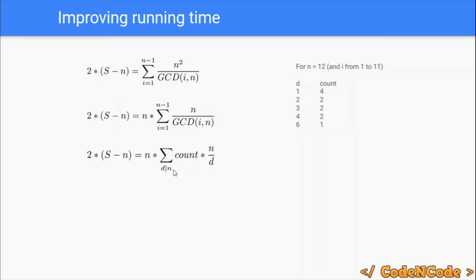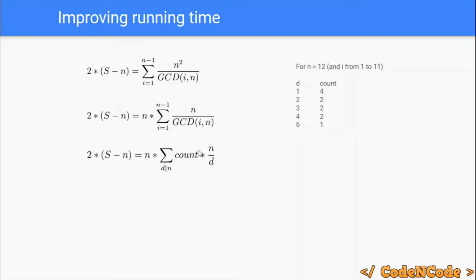And we already know that we can calculate the divisors of n in square root of n time. So I'll be running a loop only over the divisors of n, and for each divisor d I'll be calculating how many numbers there are which have GCD equal to d. For example, for d equals 1, I'll be calculating how many numbers from 1 to n minus 1 have GCD 1 with 12. So in that case, the solution would be count, where count tells you the number of elements which have GCD d with n.